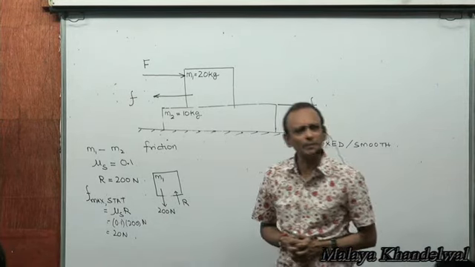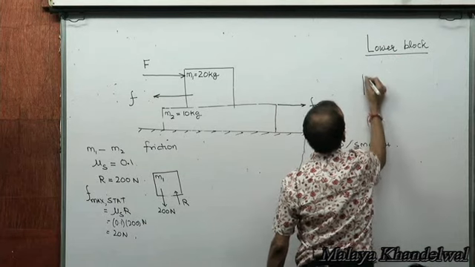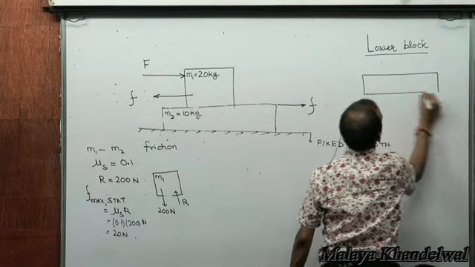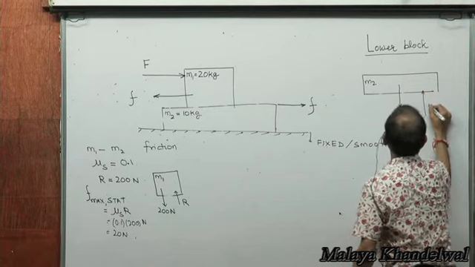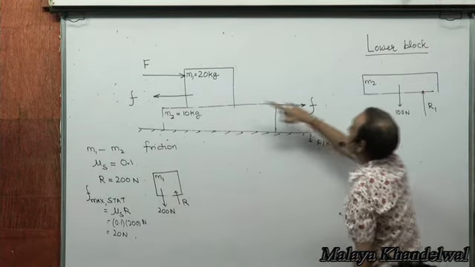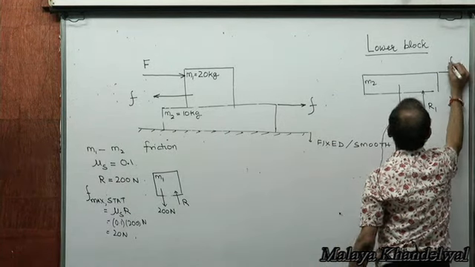For small values of capital F, one thing for sure: if you look at the free body diagram of the lower block, which is M2, what are the forces acting on M2? There is 100 newtons from Mother Earth, right? There is normal reaction R1 from the ground on which it is resting, and M1 will exert on M2 a frictional force small f to the right. Yes or no?